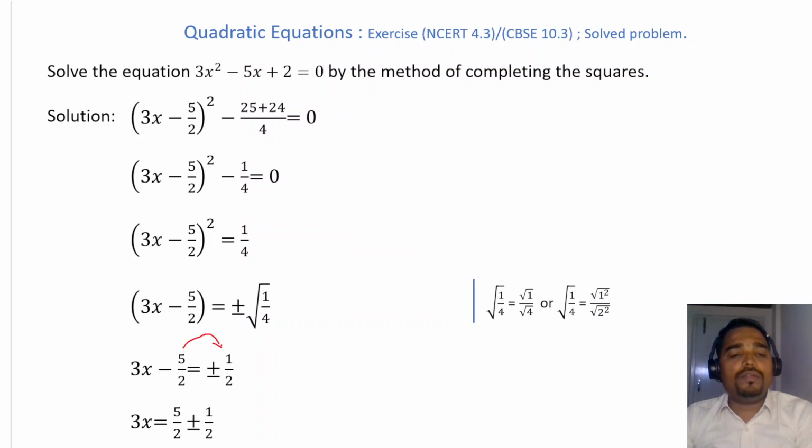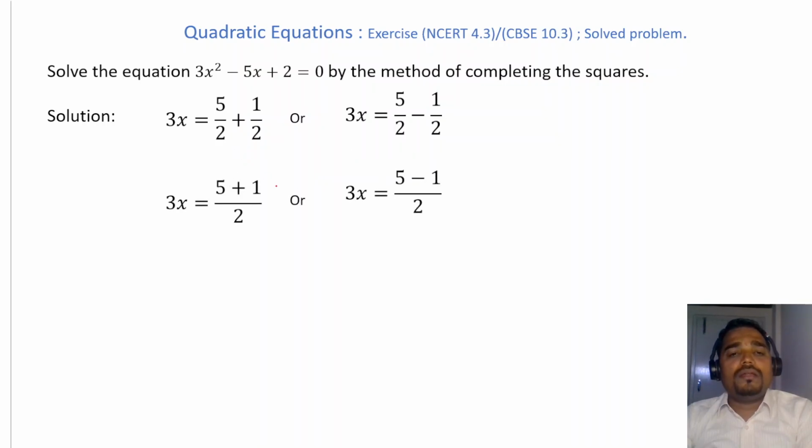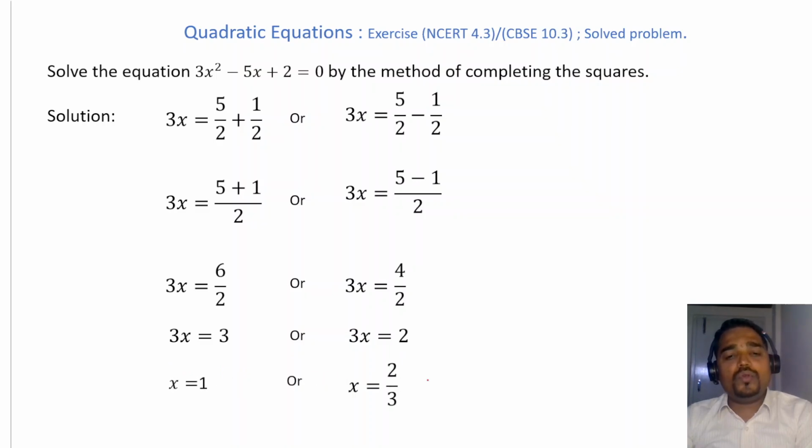So minus 5 by 2, if transposed towards RHS, would become plus 5 by 2. Now, in order to simplify, because it is a quadratic equation, x can have two different values. Upon simplification, they will result in two different values. Now, by taking LCM, we get 5 plus 1 on one side and 5 minus 1 on the other side. So therefore, 3x is equal to 6 by 2 or 4 by 2. Upon simplification, 2 3s are 6, 2 2s are 4. So 3x is equal to 3 or 3x is equal to 2, which implies x is equal to 1 or x is equal to 2 by 3.